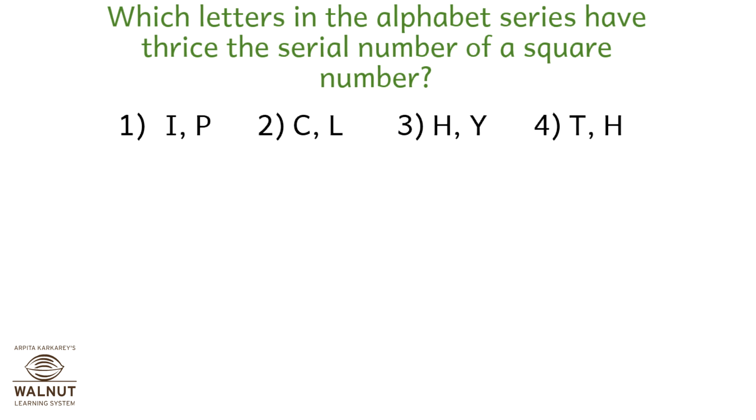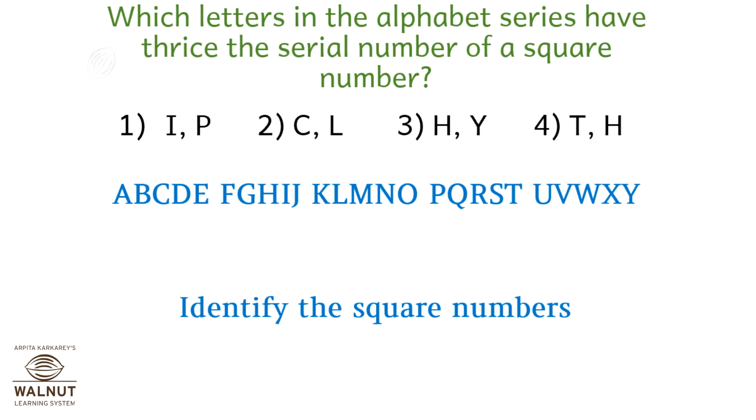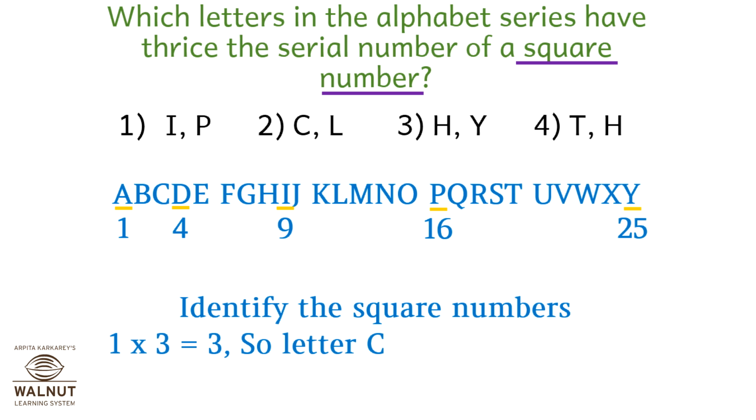Which letters in the alphabet series have thrice the serial number of a square number? So identify the square numbers. It's A, D, I, P and Y, as the letters are in the perfect square number positions. So let's look at the identified square numbers 1, 4, 9, 16 and 25. Now let's look at position 1, which is A. So multiply position 1 into 3, which is 3, so we get the letter C.